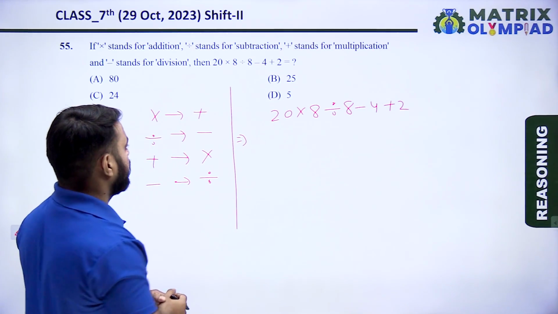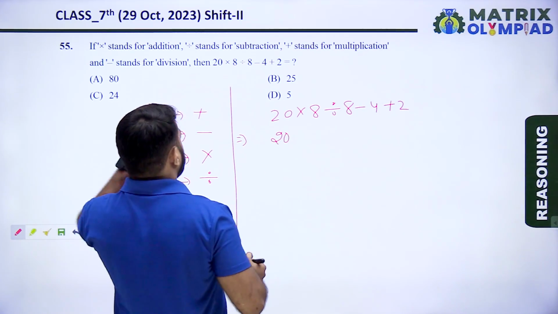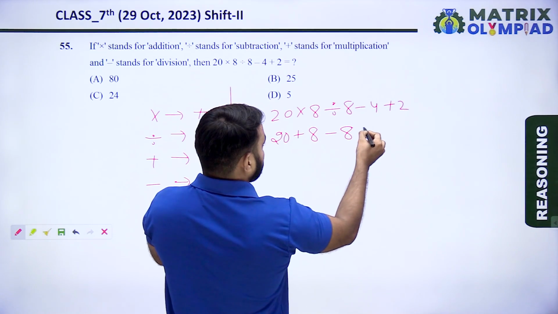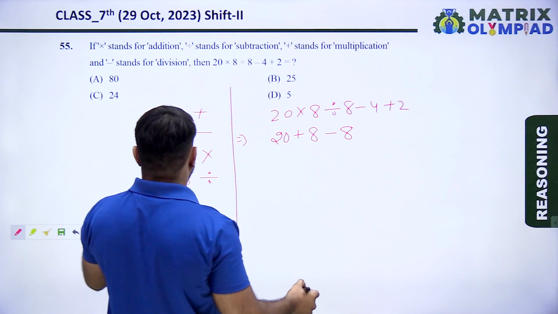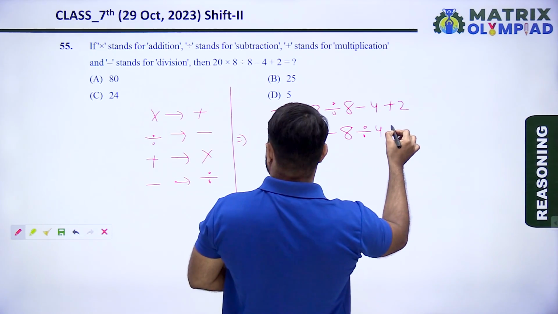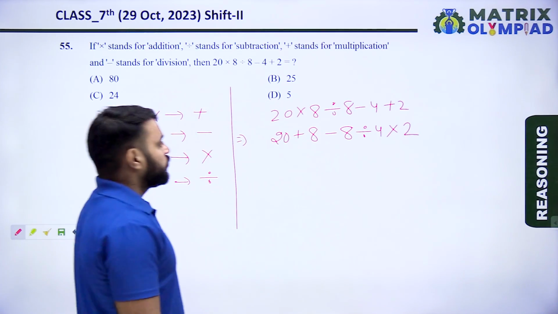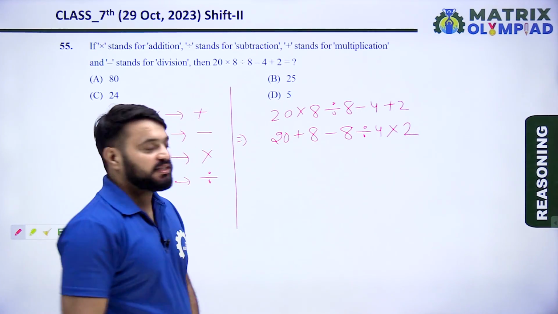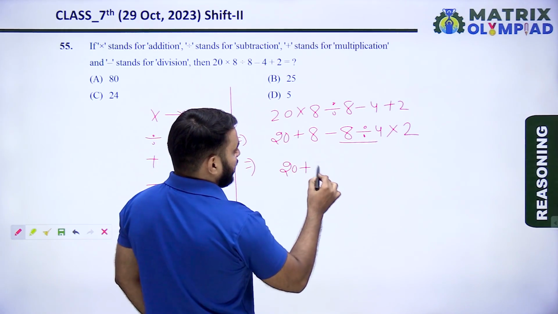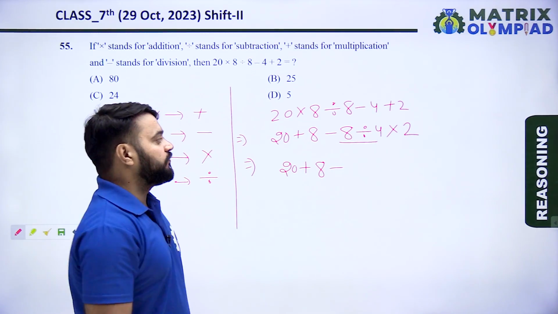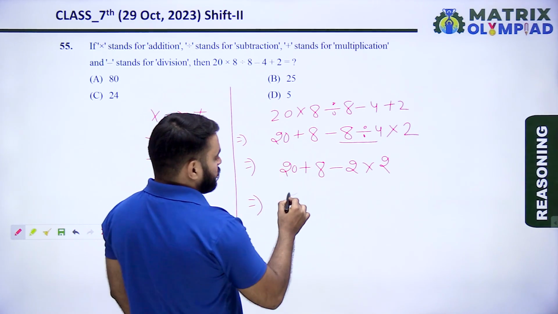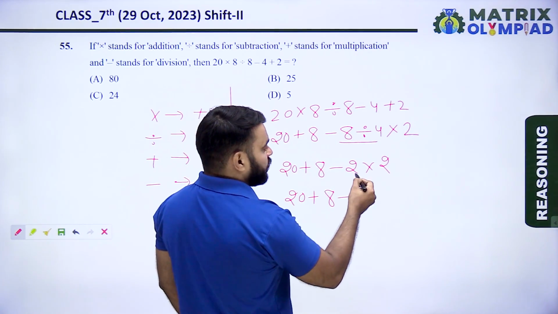So according to the question, 20, now multiply means plus 8. Now divide means minus 8. Minus means divide 4. Plus means multiply, so multiply by 2. So using the BODMAS rule in this expression, first divide the numbers. So 20 plus 8 minus 8 divided by 4, it means 2, multiply by 2. And then multiply the numbers. 20 plus 8 minus 4 into 2.